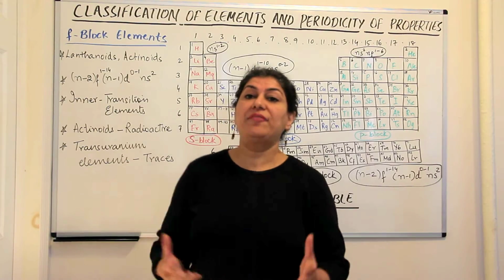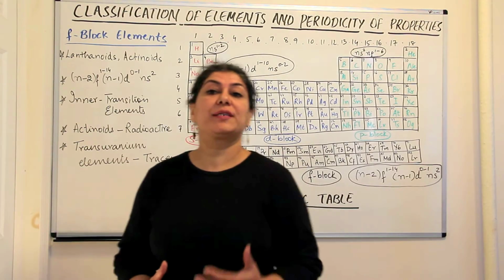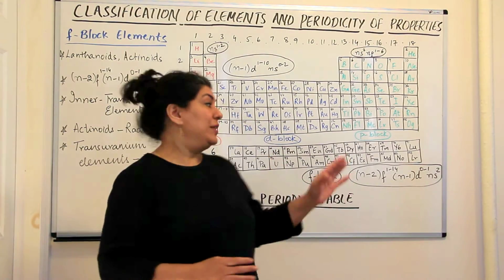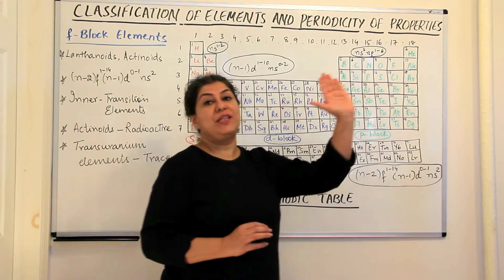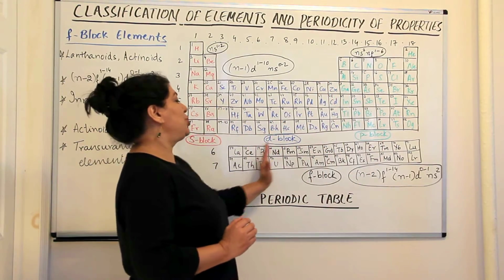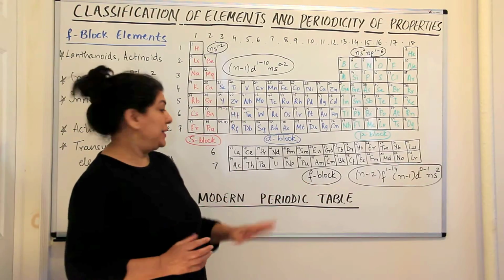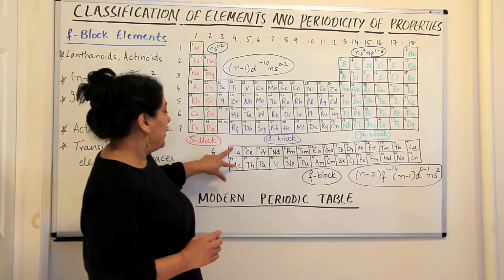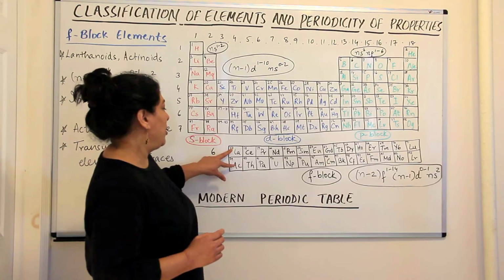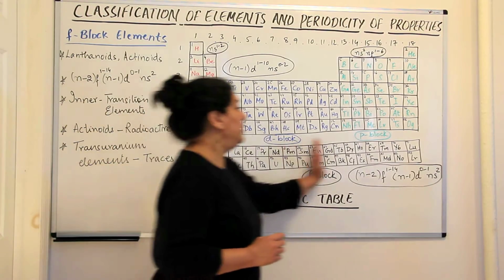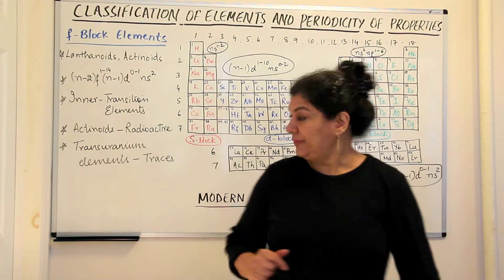And since there are 7 F orbitals, and each orbital has a capacity of 2 electrons, you have 14 electrons that fill up. That's why each of these F block series consists of 14 elements. The first ones, mind you, are not actually the F block elements. These are the F block elements.